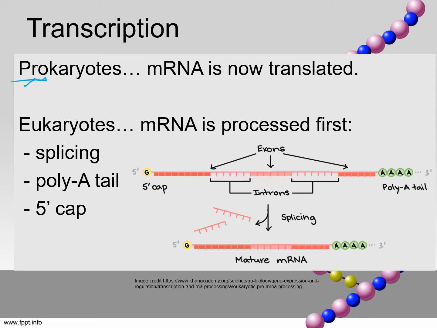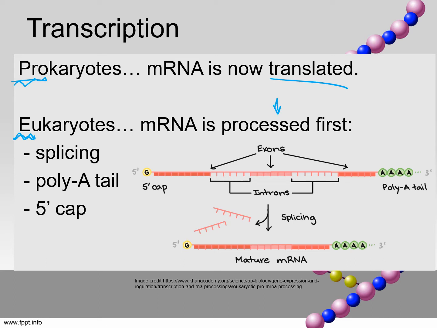Again, if you're a prokaryote, that messenger RNA that you just made is ready for translation. We will go ahead and take that messenger RNA and use it to make the polypeptide that it codes for. Eukaryotes are a little different. What's going to happen is we're actually going to process that piece of messenger RNA first.